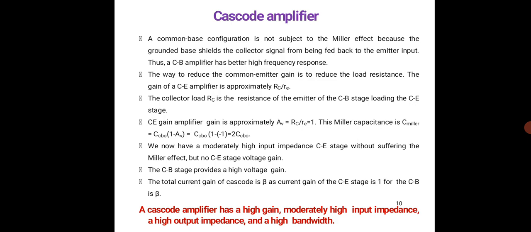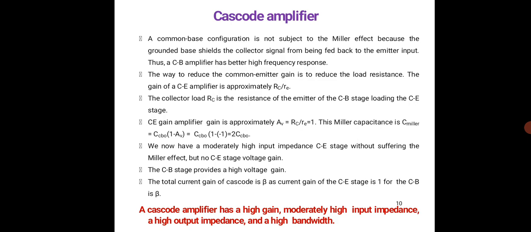The way to reduce the common emitter gain is to reduce the load resistance. The gain is approximately RC by RE. The collector load resistance is the resistance of the emitter of the CB stage loading the CE stage. So the CE stage gain is approximately RC by RE, which is equal to 1. The Miller capacitance is given by the expression shown in the slide. We now have a moderately high input impedance at the CE stage without suffering the Miller effect, but the CE stage voltage gain is less or nil.